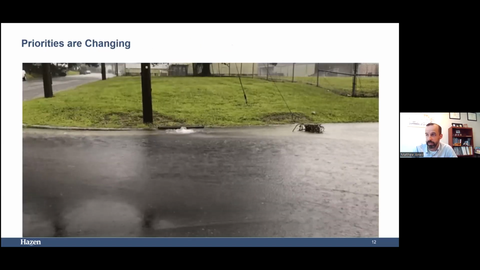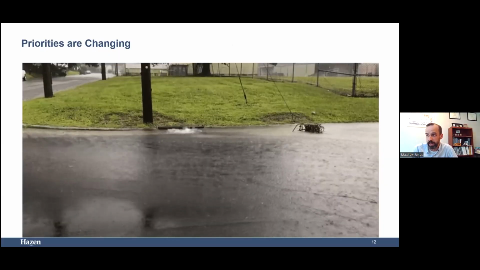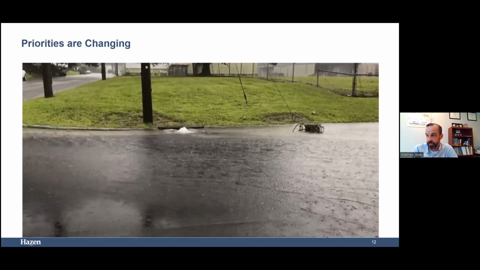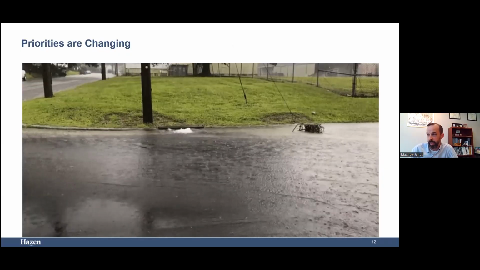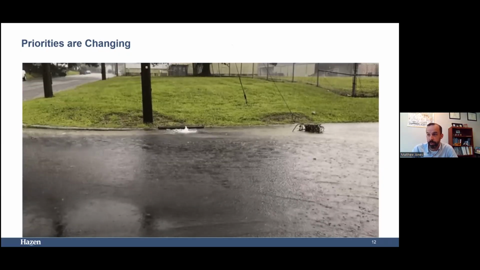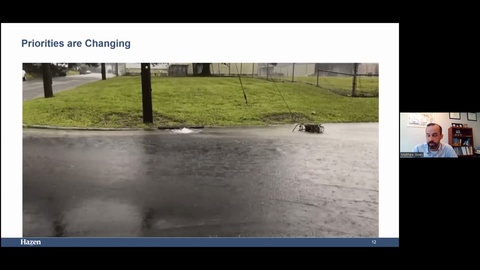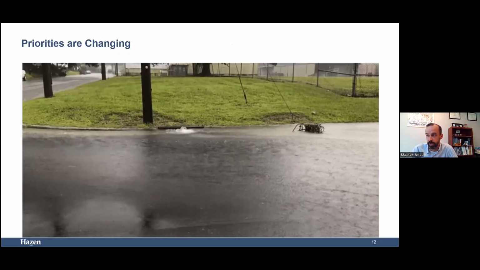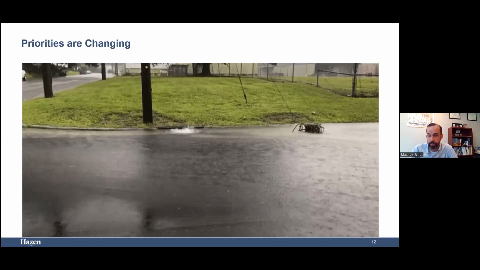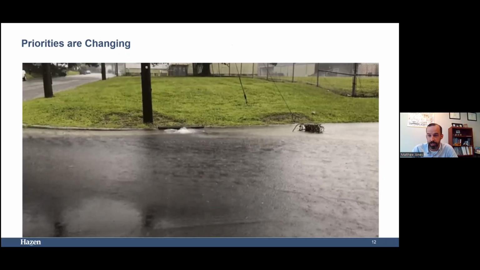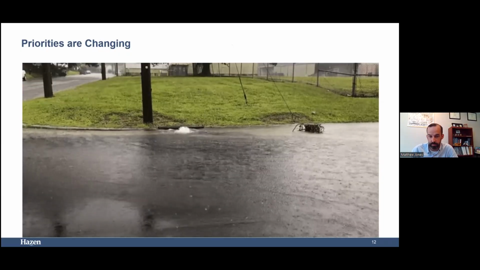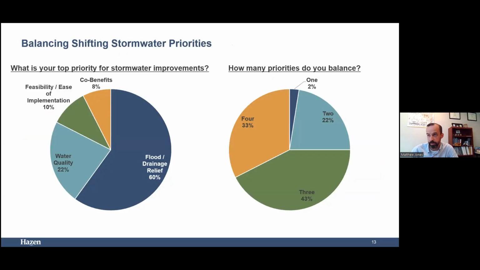Another key factor, and something that we're seeing a lot, is that priorities are changing. Within that, I think in large part due to changing storm characteristics and ongoing development, flooding and the ability to address stormwater conveyance needs seems to be growing in importance.